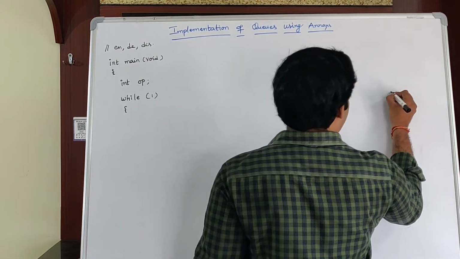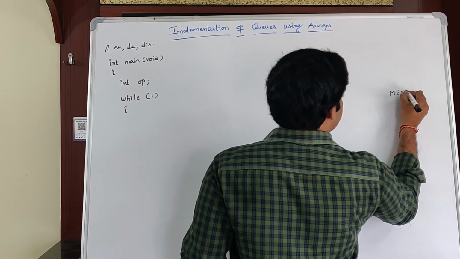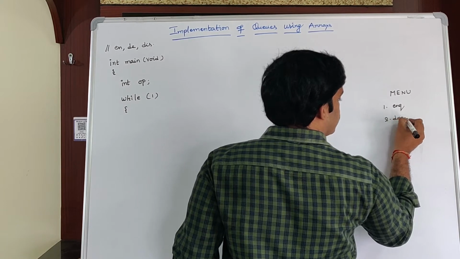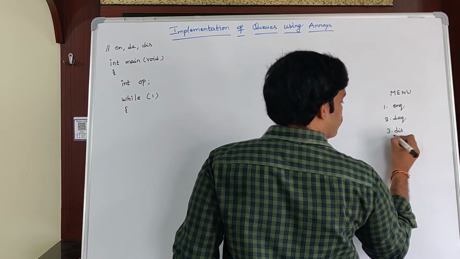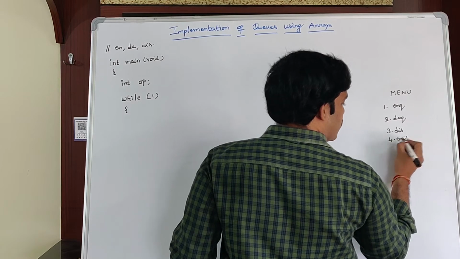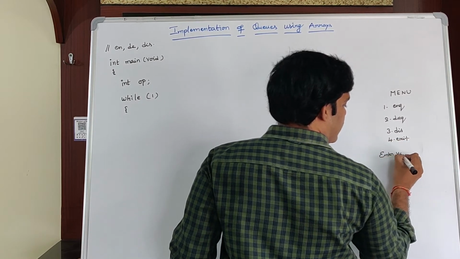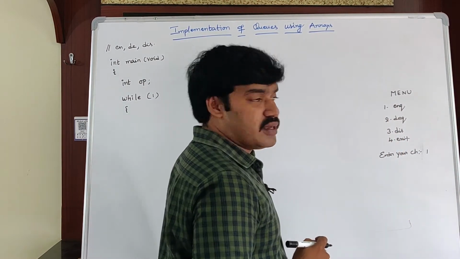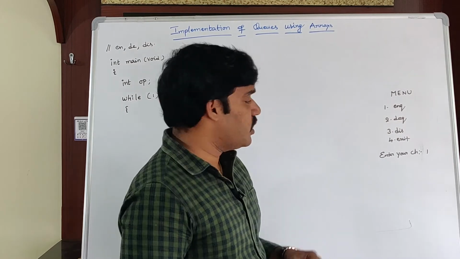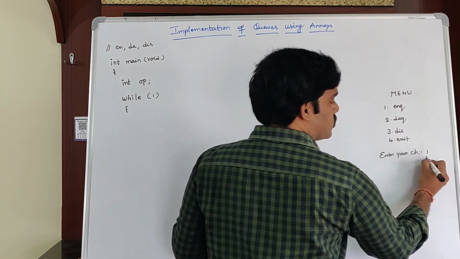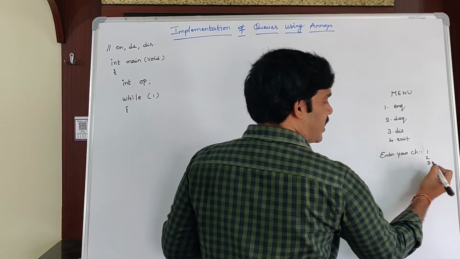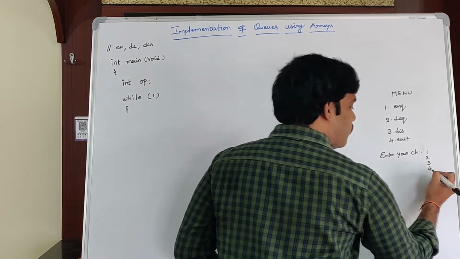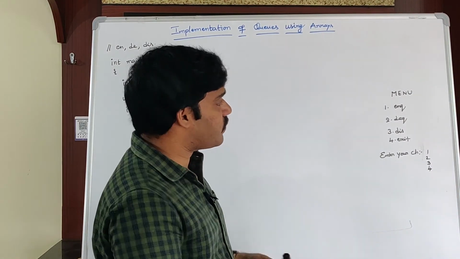What is a menu driven program? Your output should be like this: menu, 1 is NQ, 2 is DQ, 3 is display, 4 is exit. Enter your choice. If the user enters the choice as 1, then call which function? NQ function. If the user enters the choice as 2, then call DQ function. If the user enters the choice as 3, then call display function. If the user enters the choice as 4, then call the exit function to come out of the entire program.